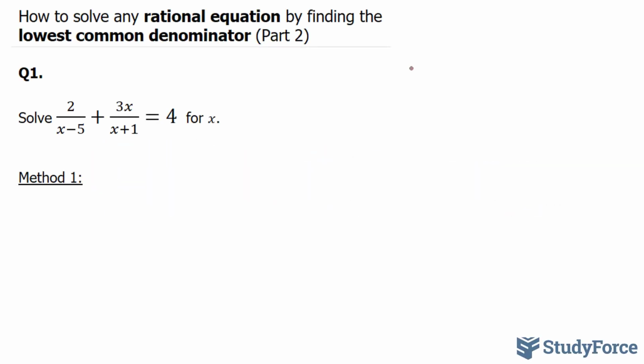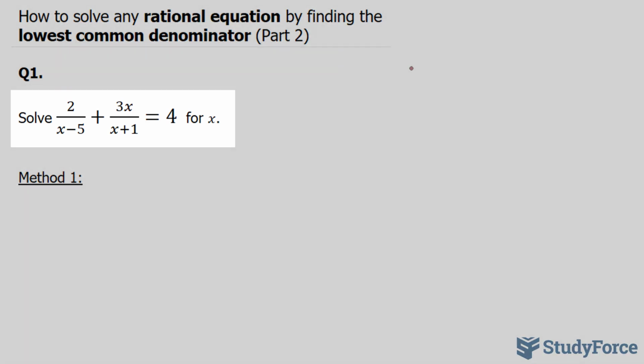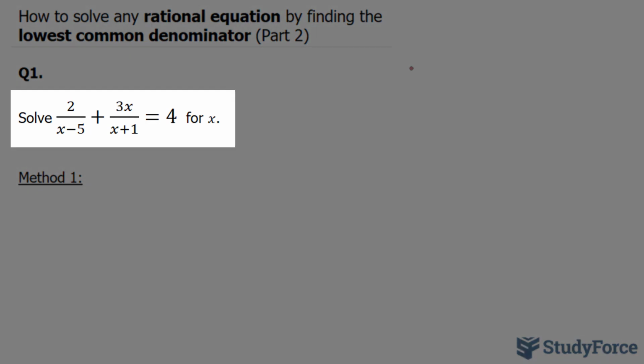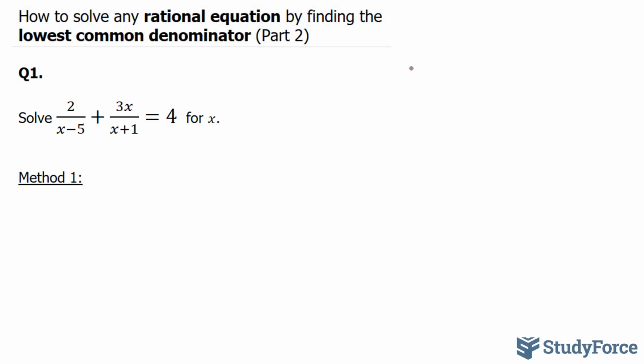In this demonstration, I'll show you how to solve any rational equation by finding the lowest common denominator. This is part 2 of the series. The question asks, solve 2 over x minus 5 plus 3x over x plus 1 is equal to 4 for x. Method 1 involves combining everything you see on one side and then subsequently solving for x. Let me demonstrate what I mean.